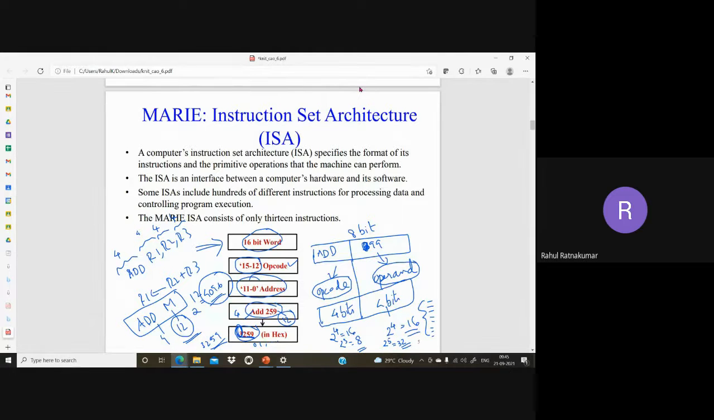Now this has to be converted into binary language. 3 stands for 0011 and 2 stands for 0010, like that. So we'll get a machine code. So this hex code is converted to machine code using an assembler.